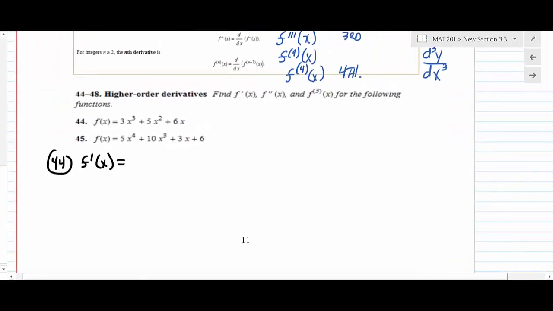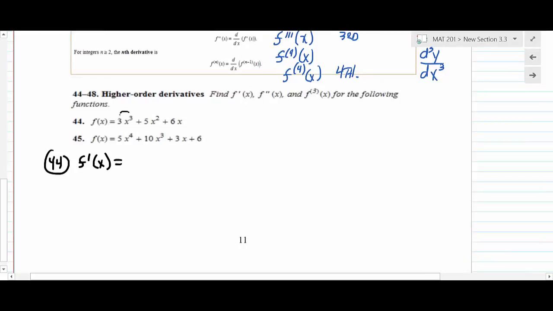These you'll be able to do in your head. These are easy. So the first derivative would be 9x squared plus 10x plus 6. That's just using your power rule. So that's derivative number 1. When you do the second derivative, you just do it one more time. So that's going to be 18x, and then the derivative of 10x is 10. The derivative of 6 is 0 since it's a constant, so that's your second derivative. Okay, what is the third derivative?